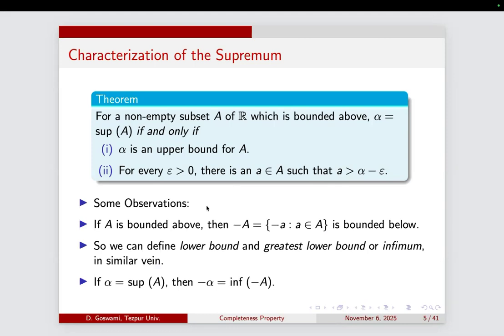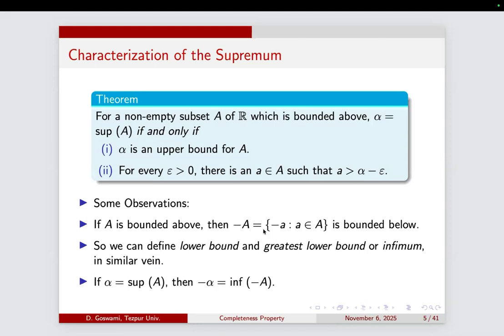Some observation. If A is bounded above, then the negative of the set, that means all the elements negative a, where a belongs to A, would be bounded below.